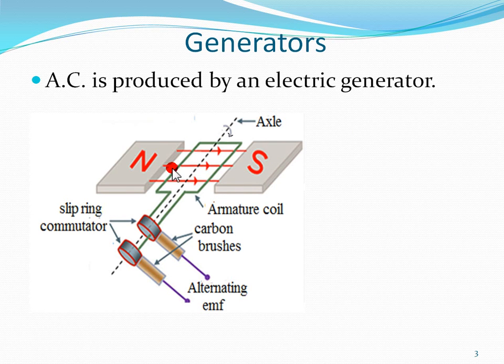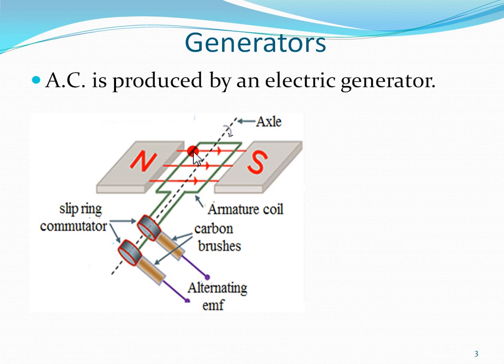This figure shows the main parts of an electric generator. The inner side of the electric generator consists of a north pole and south pole of a magnet, and there is an armature coil that rotates inside the magnetic field, and there is a commutator, in this case a slip ring commutator. The inside of this generator is in contact with the external circuit by means of this carbon brush. When this coil rotates in a magnetic field, this side of the wire, for instance, is moving in a magnetic field, it cuts through the magnetic field.